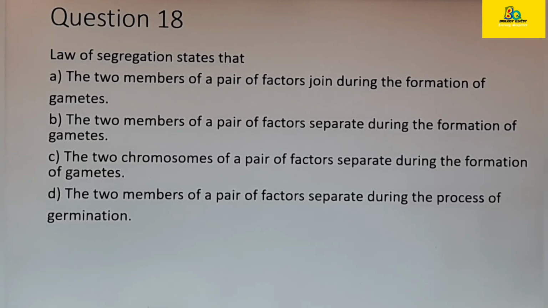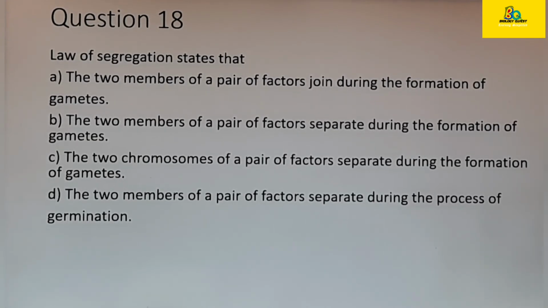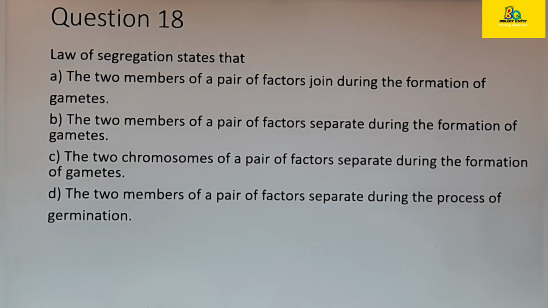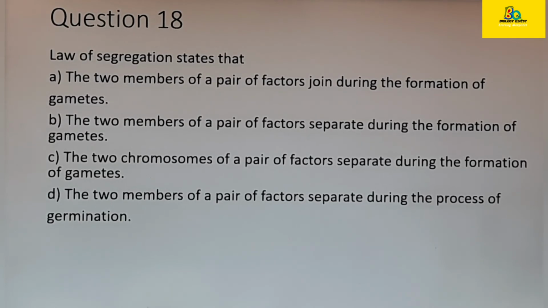So here the law of segregation states that, option A, the members of a pair of factors join during the formation of gametes. Option B, the two members of a pair of factors separate during the formation of gametes. Option C, the two chromosomes of a pair of factors separate during the formation of gametes. Option D, the two members of a pair of factors separate during the process of germination.